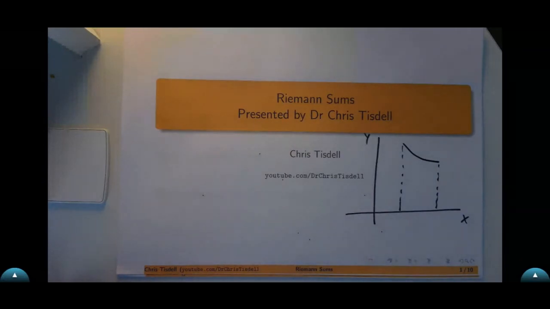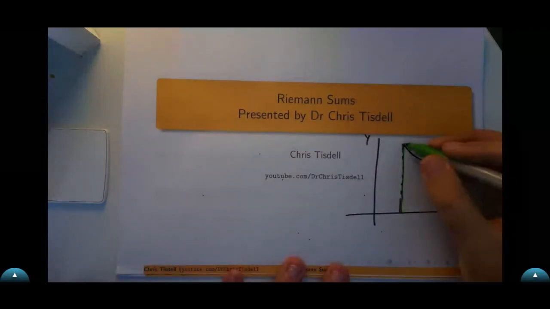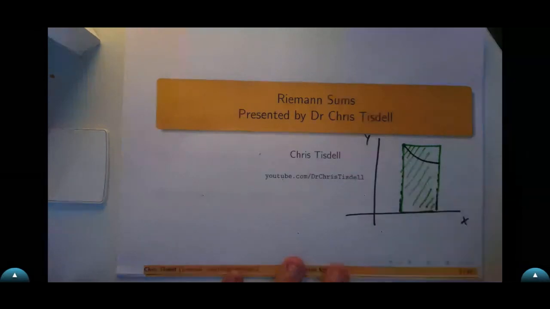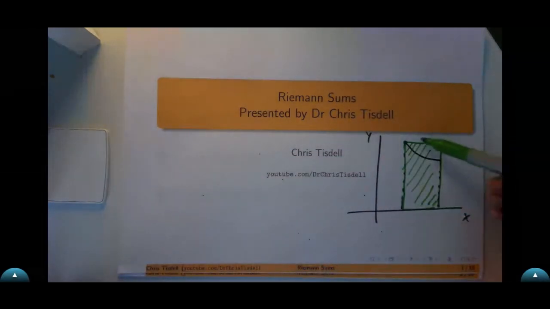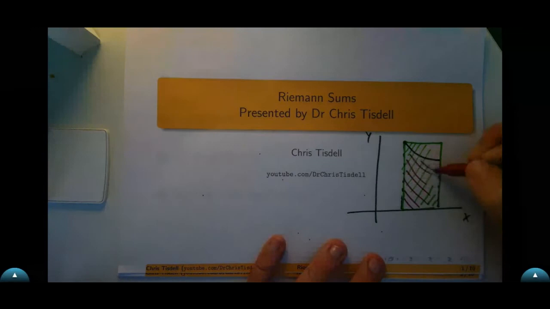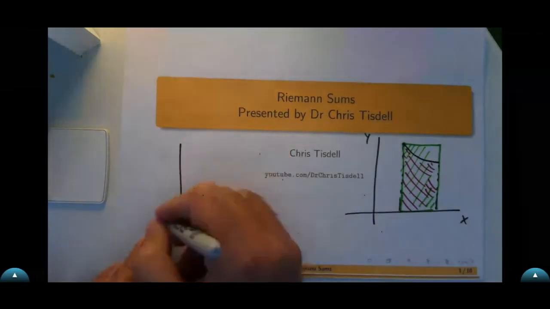Well, one way of doing that is to use a rectangle, right? So let's say I choose this point here as the height, and this is the width. Then this rectangle is almost equal to the area under the curve, right? It's not exactly equal to it, and it's more than this sort of purple area, but it's an okay approximation, right?